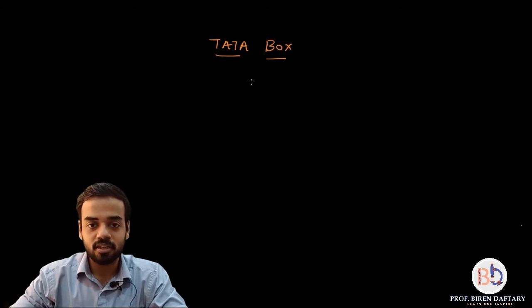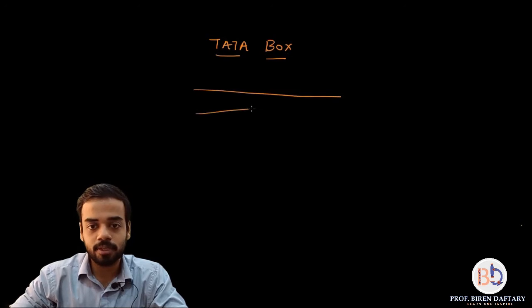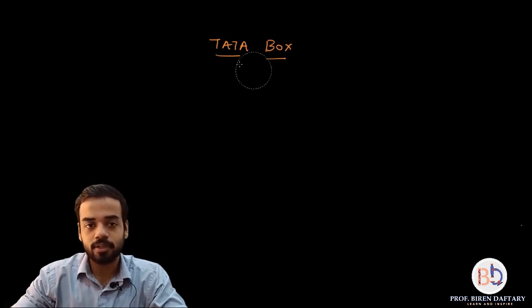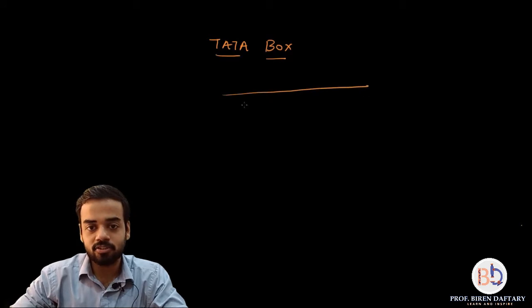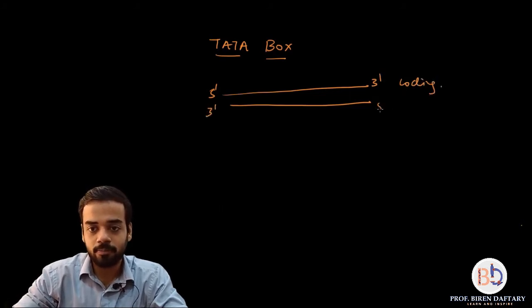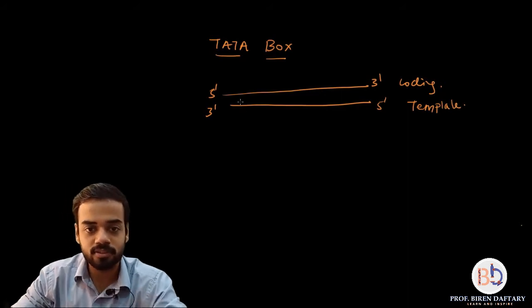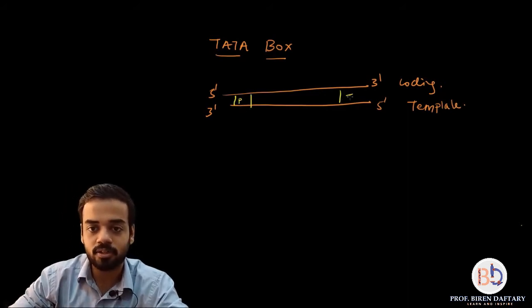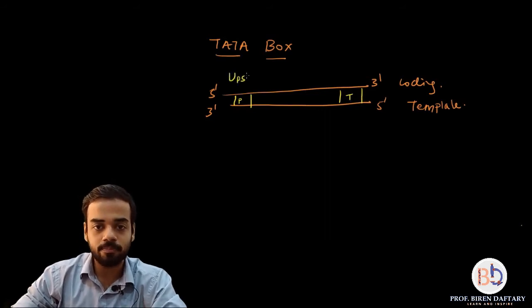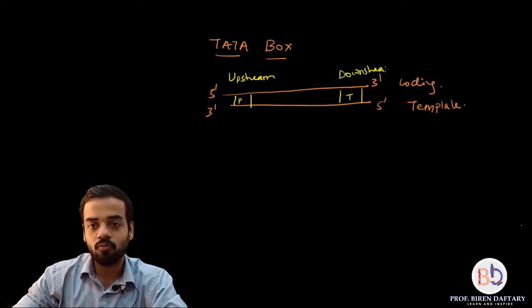Anyway, let's start. The transcription unit is made up of double-stranded DNA, and the double-stranded DNA has two strands: one going 5 prime to 3 prime, which is called the coding strand, and the other 3 prime to 5 prime, which is called the template strand. The mRNA is formed from the template strand. Then there are two regions, the promoter region and the terminator region. This is upstream and this is downstream. So now, what is this TATA box?